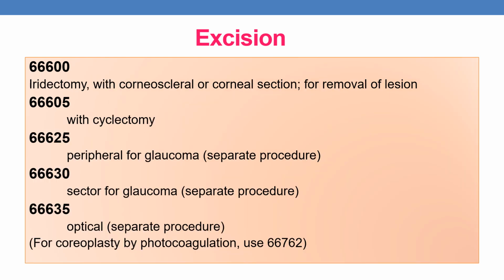Coming to the next CPT, that is 66600. Iridectomy with corneoscleral or corneal section for removal of lesion. The next is 66605. Iridectomy with cyclectomy. The next is 66625. Iridectomy, peripheral for glaucoma. The next is 66630. Iridectomy, sector for glaucoma. The next is 66635. Iridectomy, optical. And for chorioplasty by photocoagulation, you need to refer 66762.